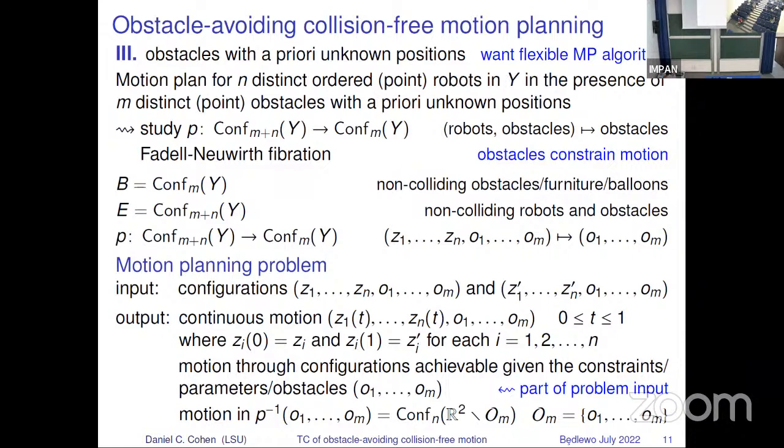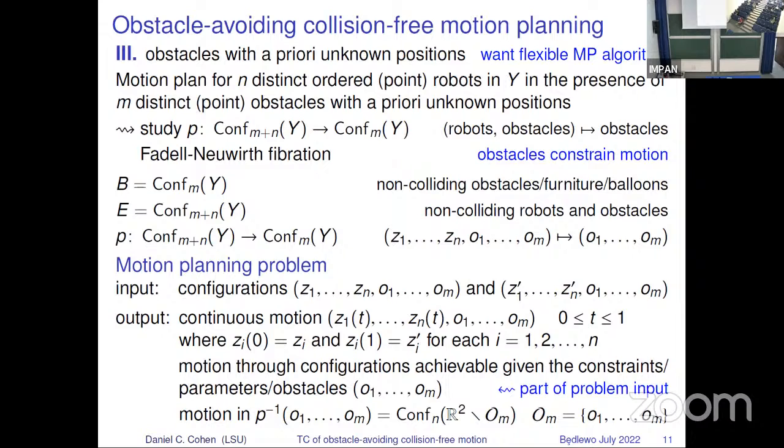So the way we want to motion plan in this context is if we have two configurations where the obstacles are the same. So the weather balloons on a given day are in a fixed position. I would like to move the robots, the Z's, from the initial configuration to the terminal one. So I'd like to output a continuous motion where the Z's move and the balloons or the obstacles stay fixed. That starts at the initial point Z and terminates at the endpoint Z prime.